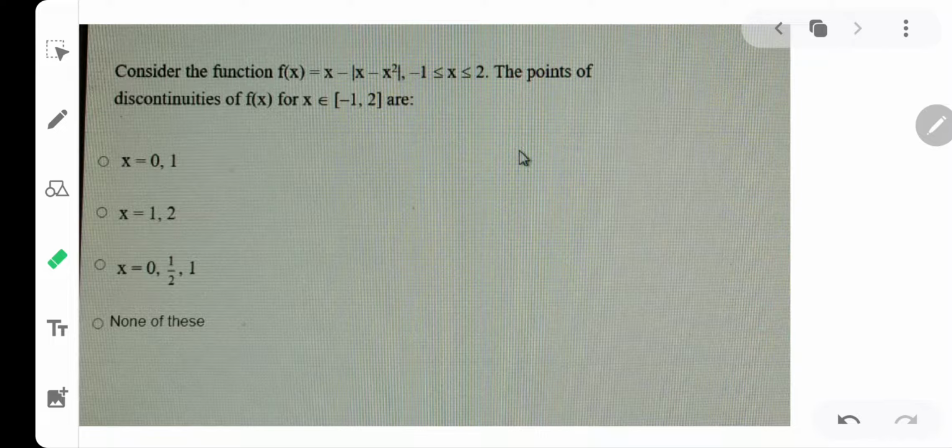Now today one of our students has asked us this question. Consider the function f(x) = x − |x| − x², where the domain is given from −1 to 2. Then find the points of discontinuities of f(x).